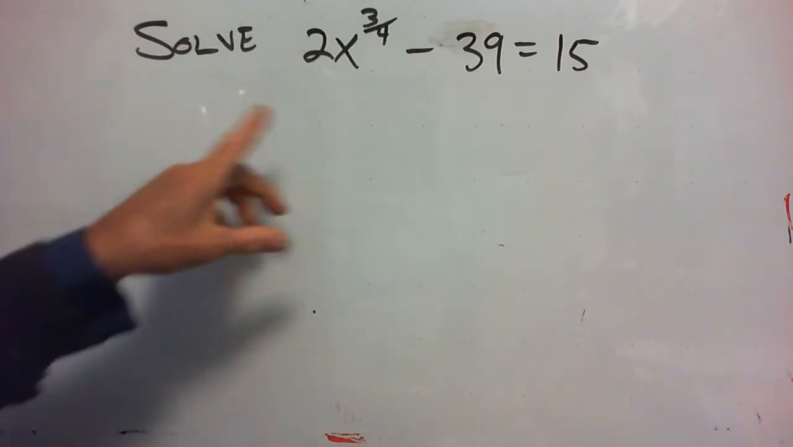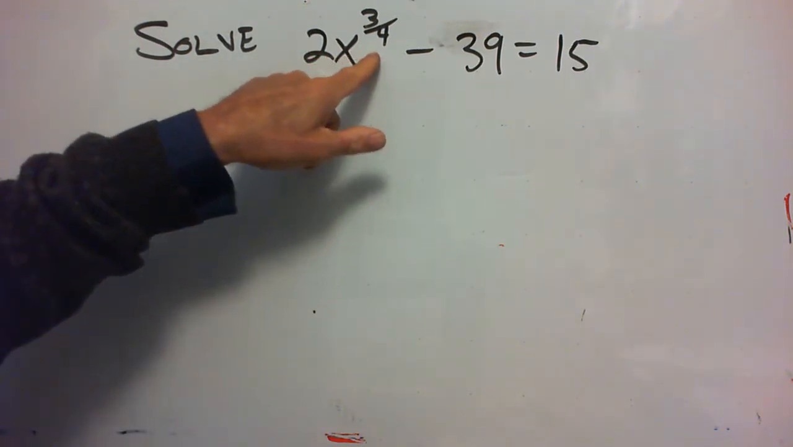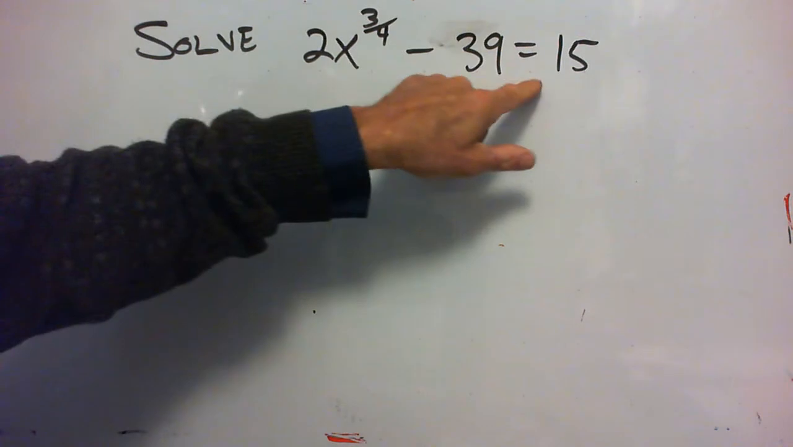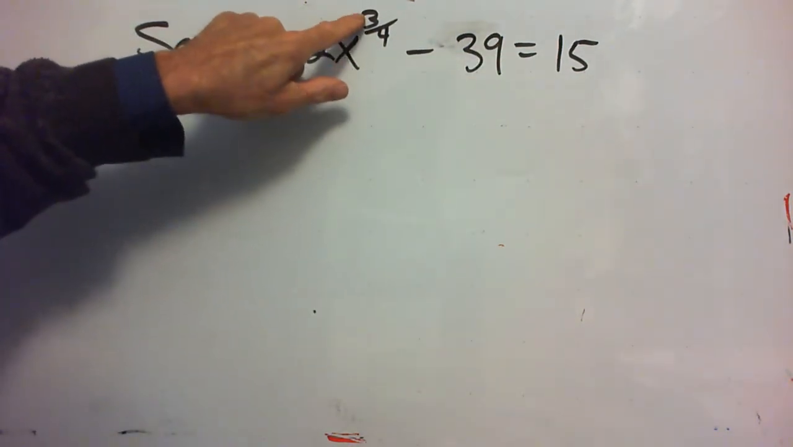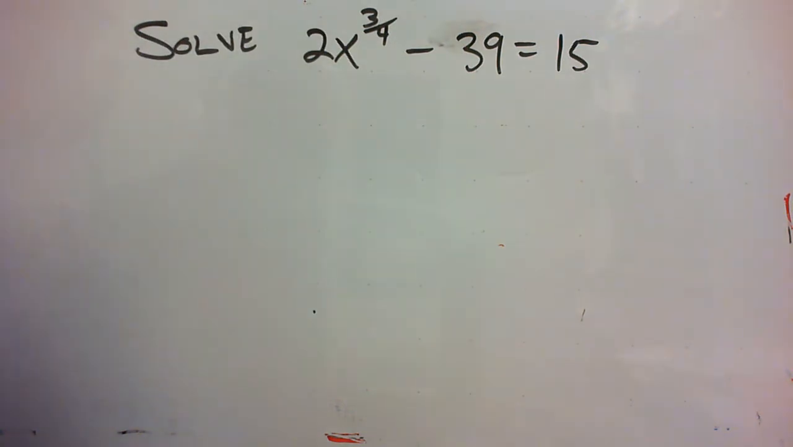Okay, let's try another one. 2x to the 3/4 power minus 39 equals 15. Here, the 3/4 has an odd numerator of 3. We won't need the plus or minus, but otherwise we solve it the same way. Isolate that x and raise both sides to the reciprocal power. So try and do that.